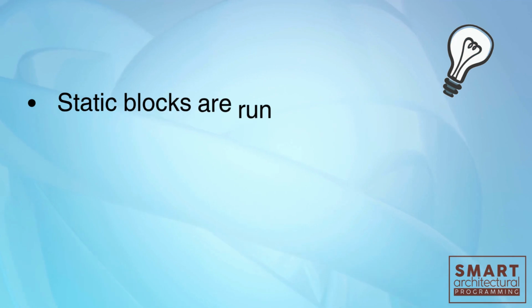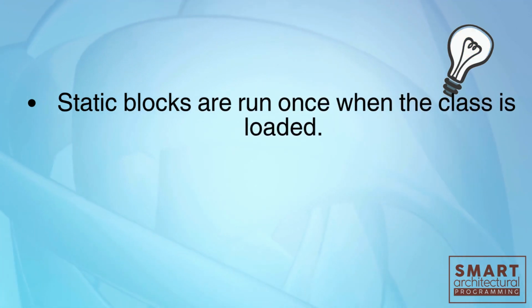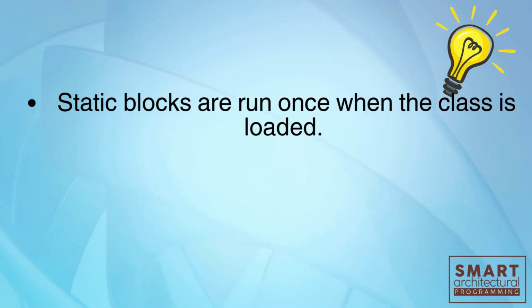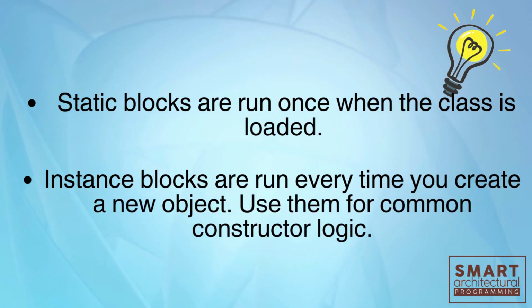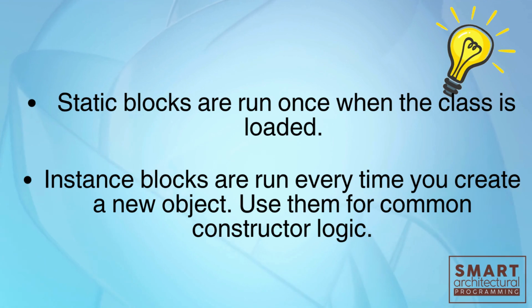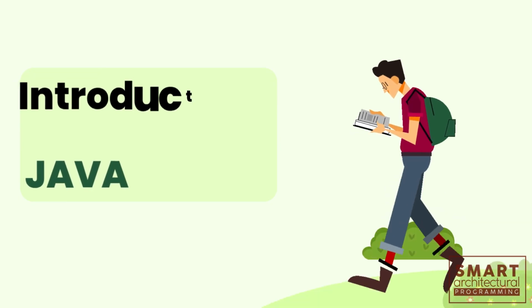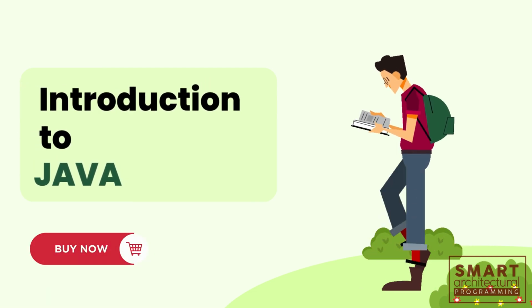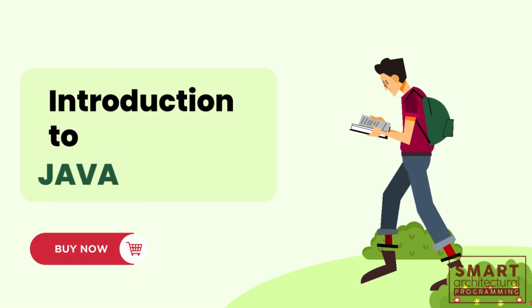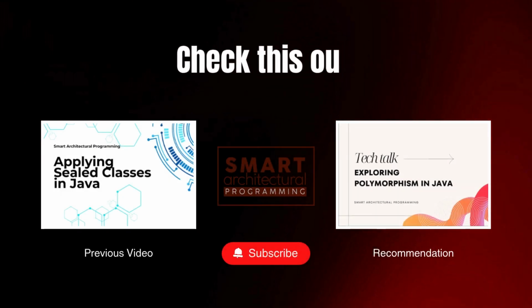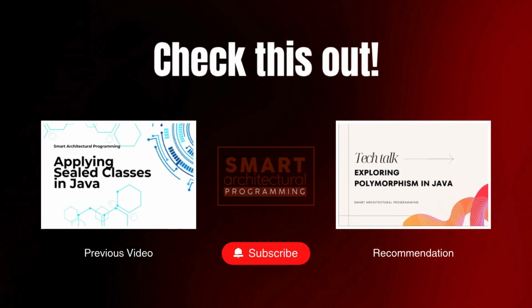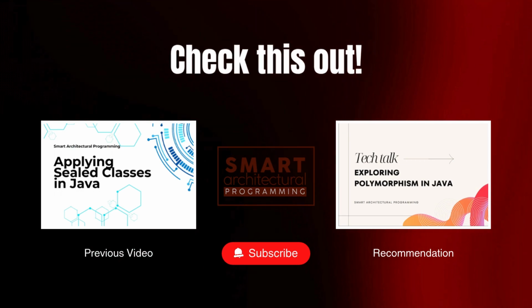So what have we covered in this video? Let's recap. Static blocks are run once when the class is loaded. Use them for static setups. Instance blocks are run every time you create a new object. Use them for common constructor logic. They both help keep your code organized and DRY, the Don't Repeat Yourself principle. This lesson ties directly into chapter 9 of our book Introduction to Java, where we break down class loading and the object lifecycle even further. Be sure to check that out for deeper context and understanding of this topic.